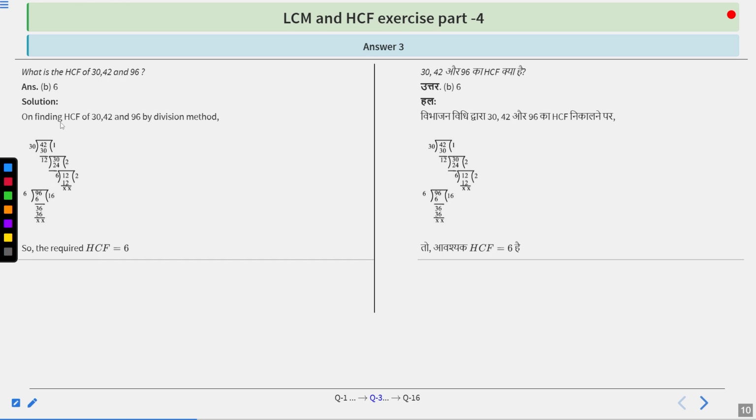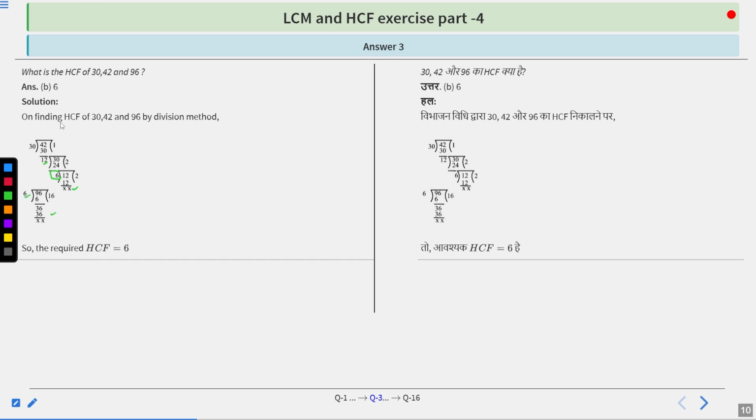Now again, we divide the previous divisor, that is 12, by 6. So 6 into 2 is 12, and we keep on dividing until the remainder is 0. The last divisor was 6 here. Now from this we are going to divide the other number, that is 96. So 6 into 16 is 96, that is, the remainder is 0.